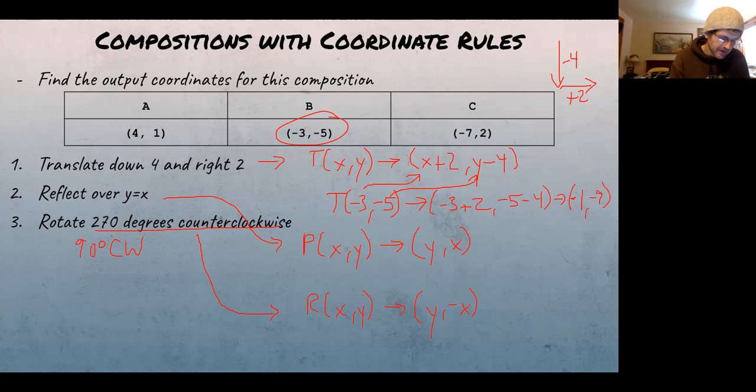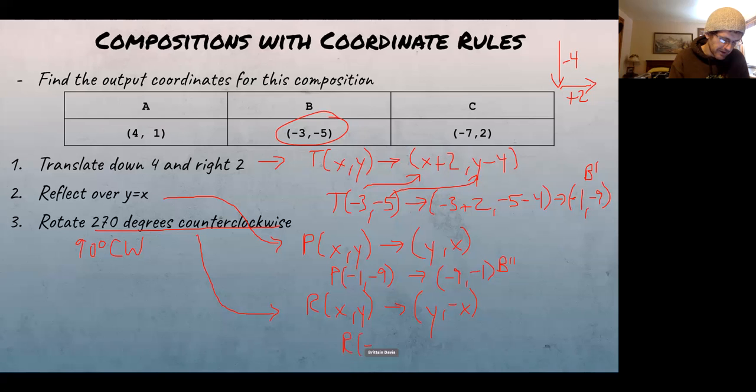So I'm going to plug that, that is B prime. Plug that in for the next one. P of negative 1, negative 9. All I do is flip the order, and this becomes negative 9, negative 1. This is B double prime. I'm going to take negative 9, negative 1, plug it into the next.